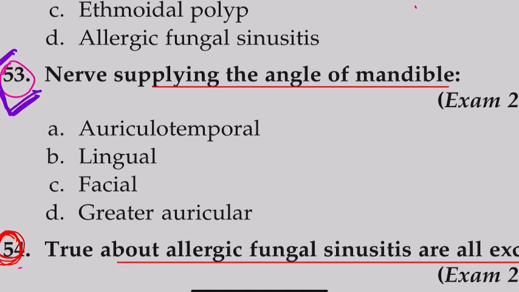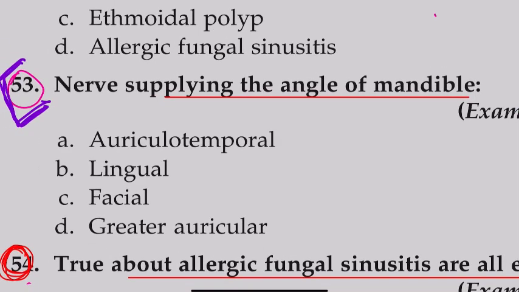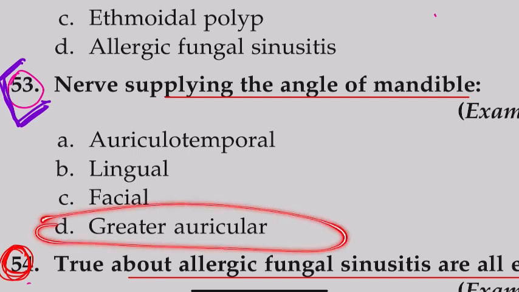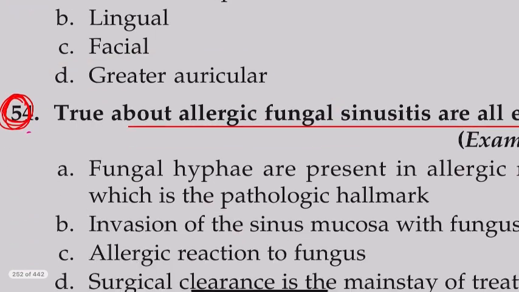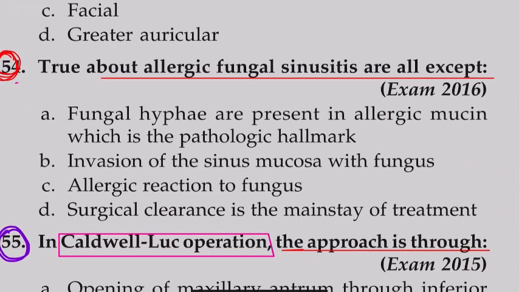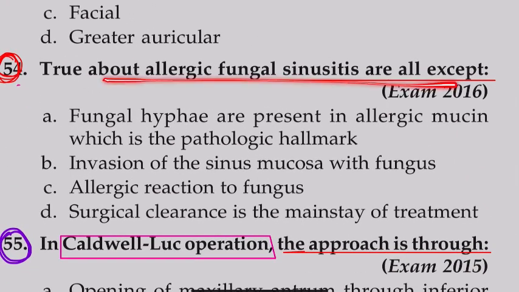Which nerve supplies the angle of the mandible? It is supplied by the greater auricular nerve. True about allergic fungal sinusitis are all except. Fungal hyphae are present in allergic mucin, which is the pathologic landmark. It is right.